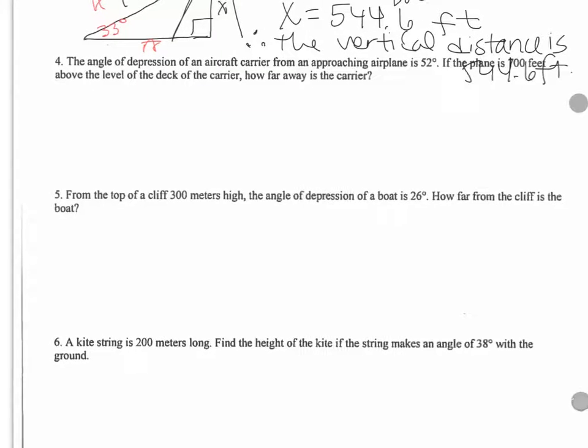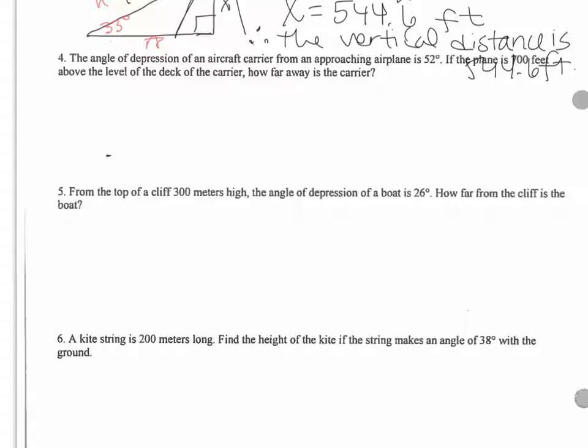So, okay. Here's my aircraft carrier. Oops, I need a pen first. Aircraft carrier. And the airplane is 700 feet above the level of the deck. So airplane is here, 700 feet above. How far away is the carrier? If my angle of depression is 52. Angle of depression is the exact same thing as angle of elevation. It can be found on the ground, which is 52 degrees.